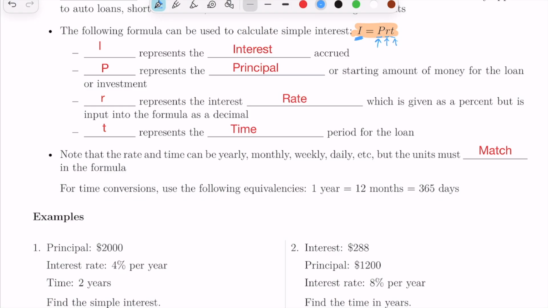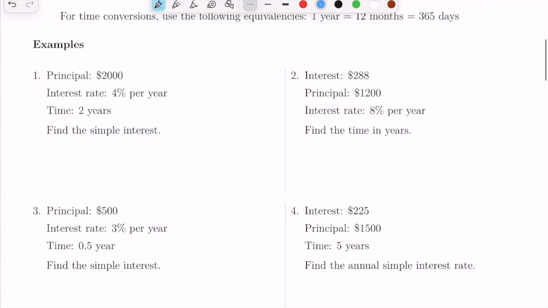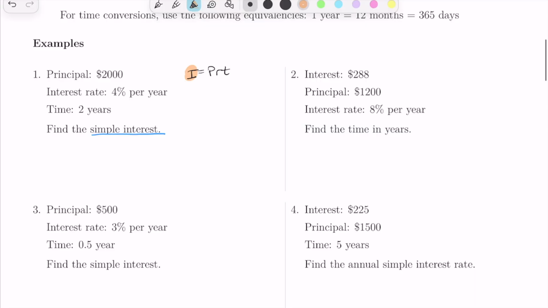Okay. So let's go ahead and do some calculations here. Each time I'm going to start out by writing I equals PRT. The principal is $2,000. Our interest rate is 4% per year, and our time is 2 years. Find the simple interest. When it says find the simple interest, that means that I is the thing I don't know. I should know all of the other variables, the P, the R, and the T. You can see they are given to us.